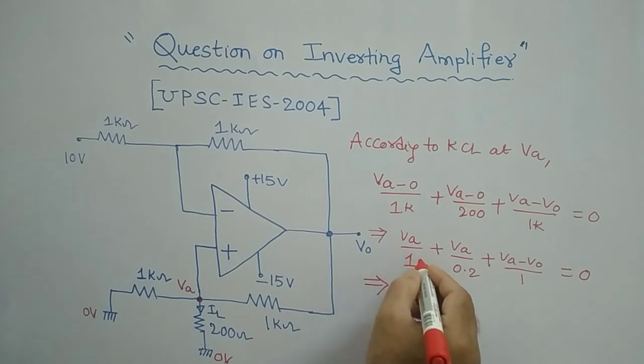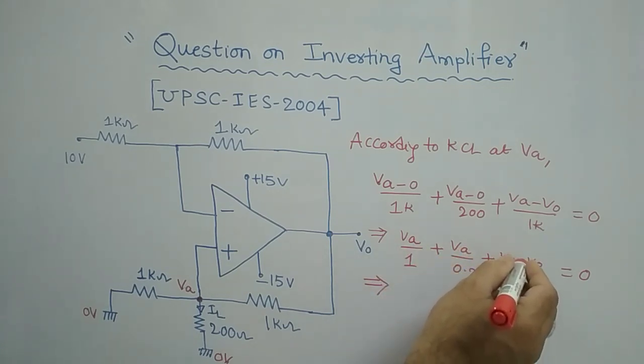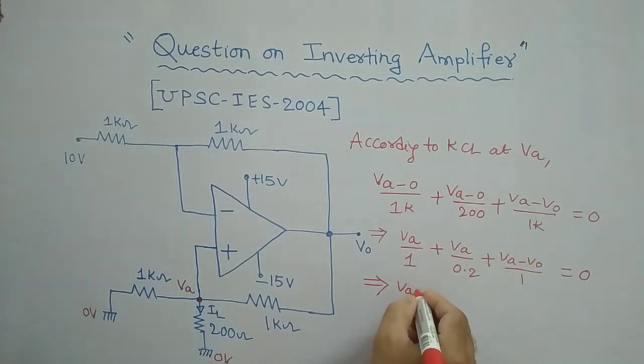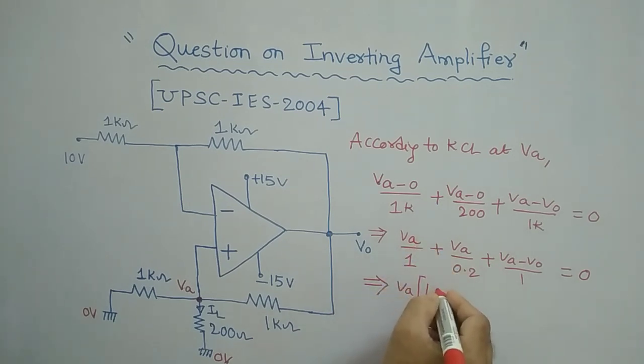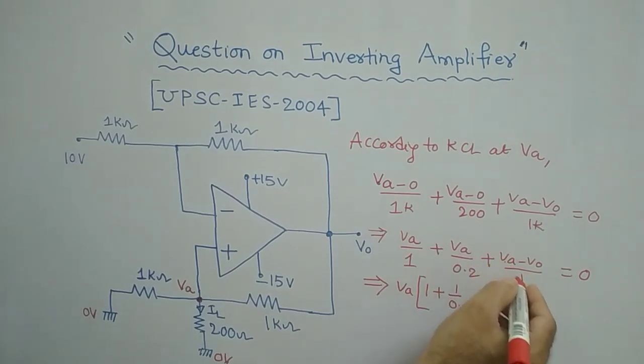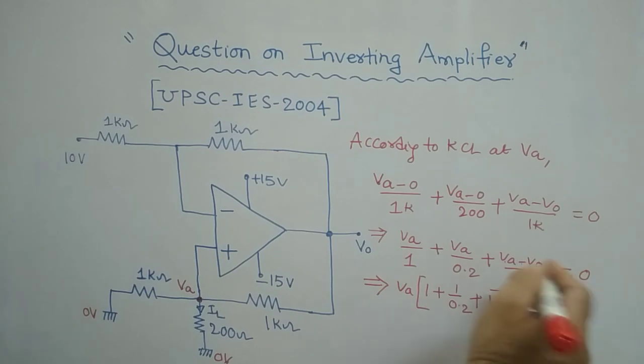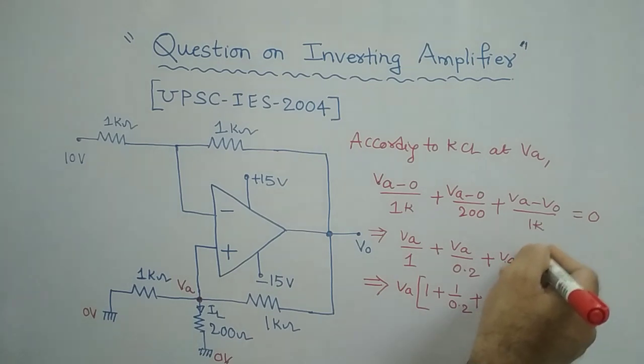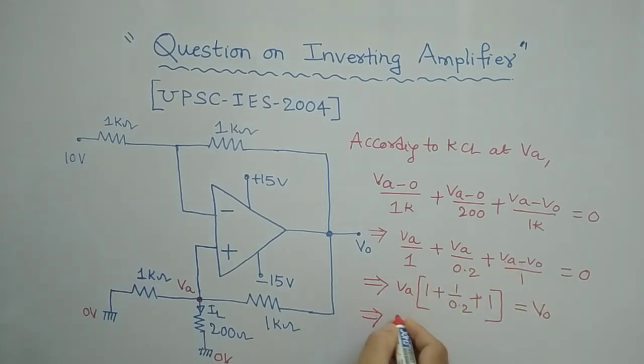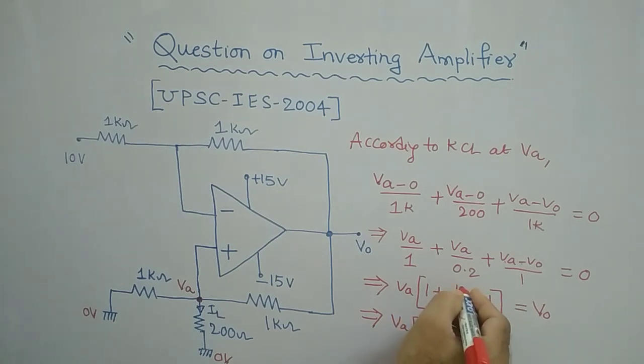From here you can write VA by 1, plus VA by 0.2, plus VA by 1, minus V0 by 1, equal to 0. Rearranging, taking VA common: VA times (1 plus 1 by 0.2 plus 1) is equal to V0, taking the minus V0 to the right side. So VA times (1 plus 1 is 2, plus 1 by 0.2, which is 5) is equal to V0. This is the one expression we get.